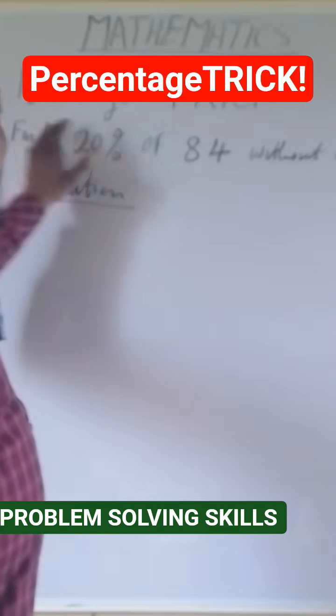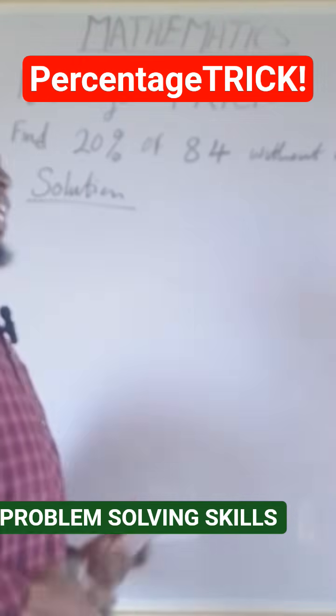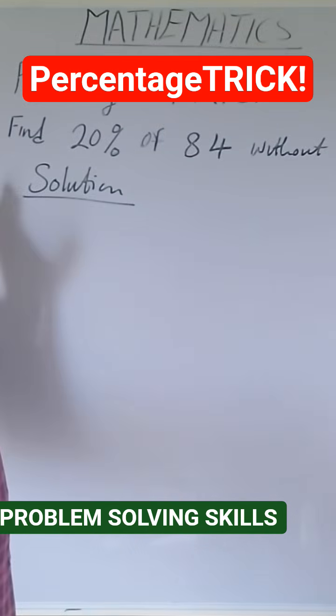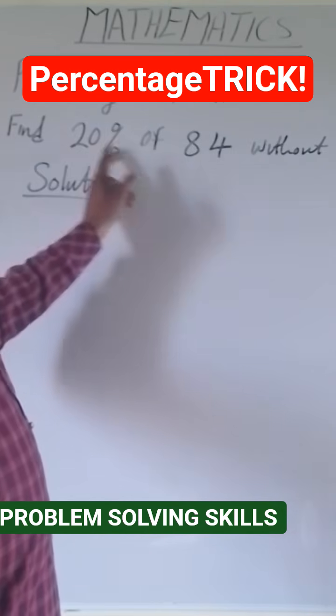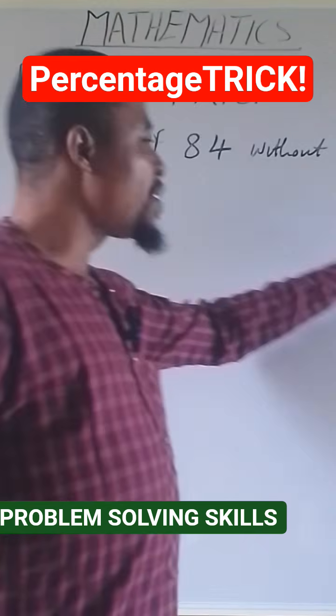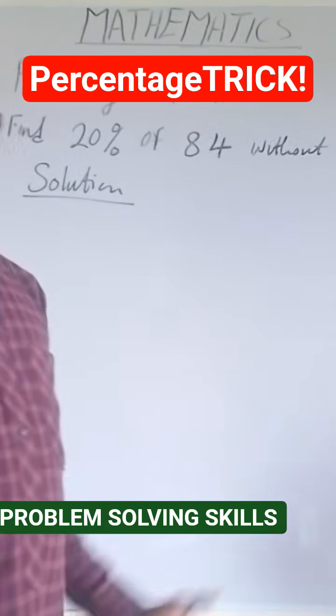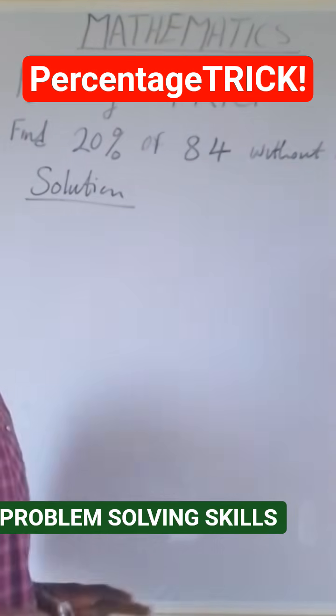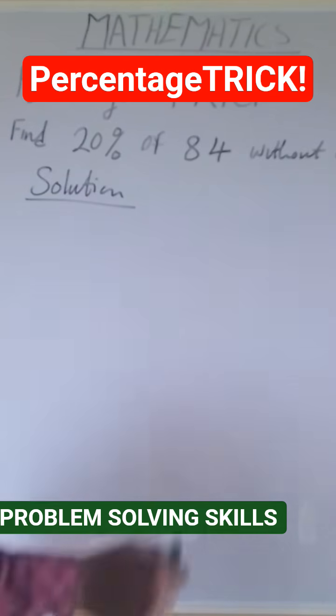Now this morning we have a percentage trick on the board. Let's solve it together, because in this question we are going to find 20% of 84 without using a calculator. Now let's do it together. We are not going to press the calculator before we arrive at our answer.